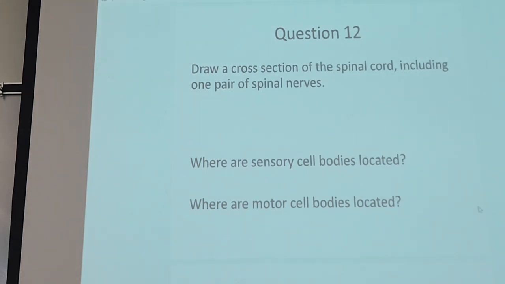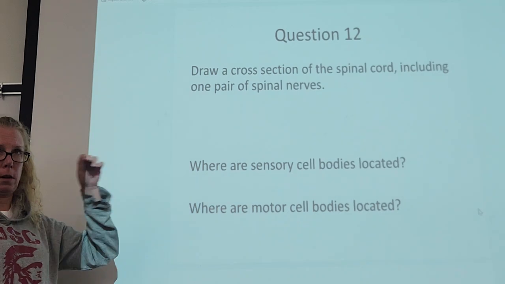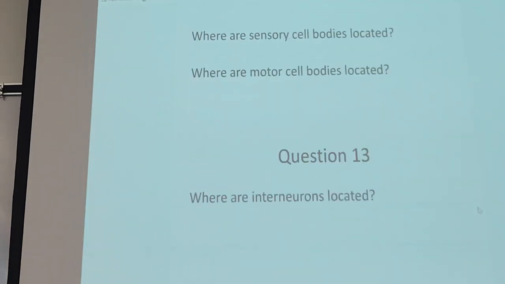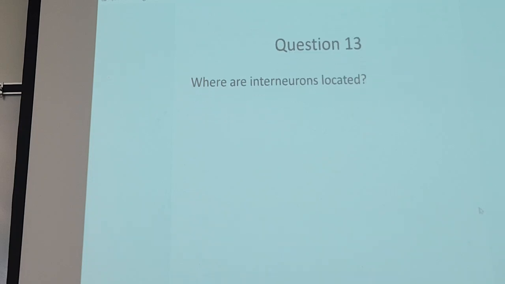But all sensory cell bodies are located in the DRG, right? The dorsal root ganglion. Okay. Where are interneurons located? In gray matter of the CNS. Okay.